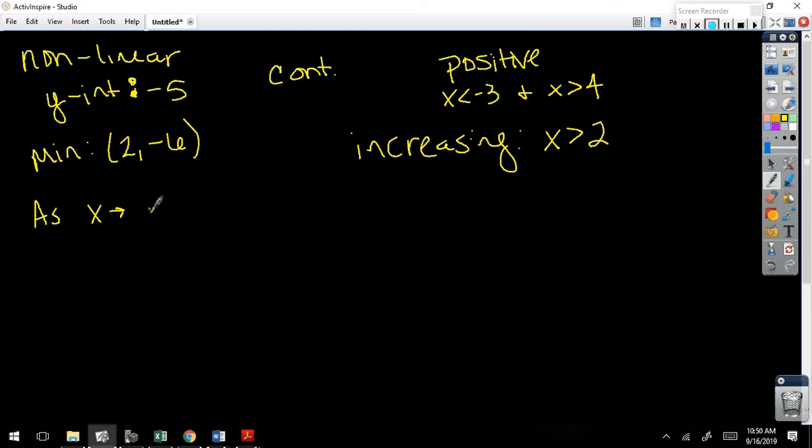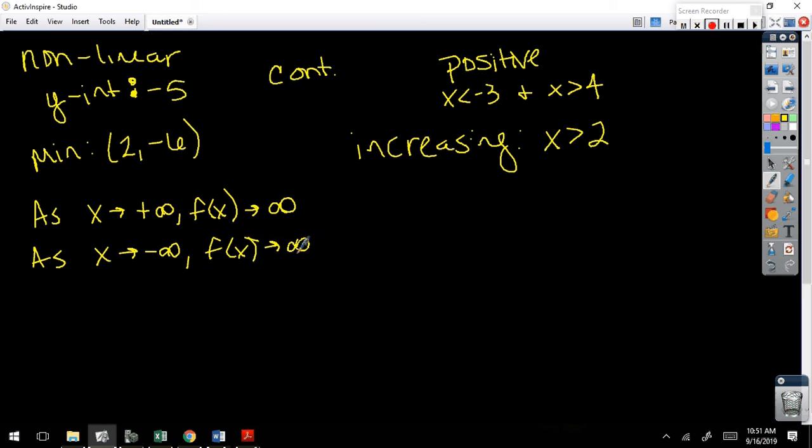As x approaches positive infinity, the function approaches positive infinity. And as x approaches negative infinity, the function approaches positive infinity. Sketch the graph. You know what I think I tried to do yesterday? Like, I put, like, as negative x. All right. I'm going to plot the easiest stuff first.